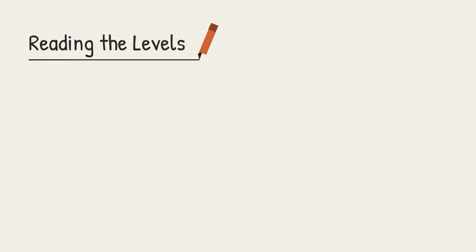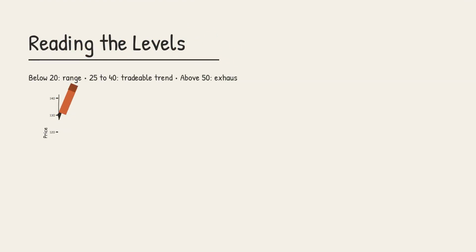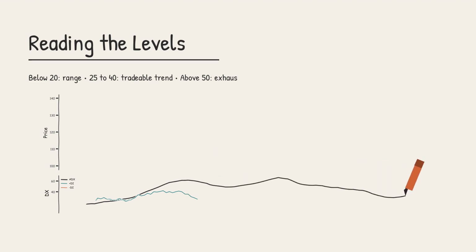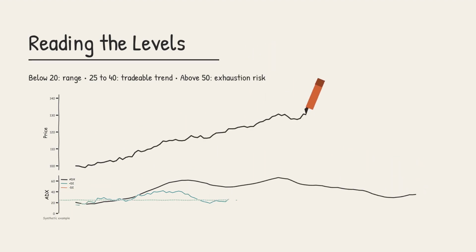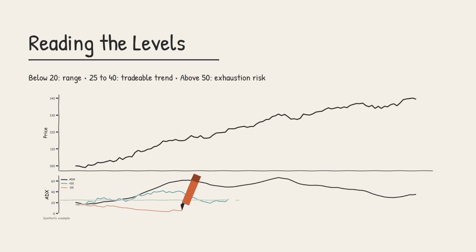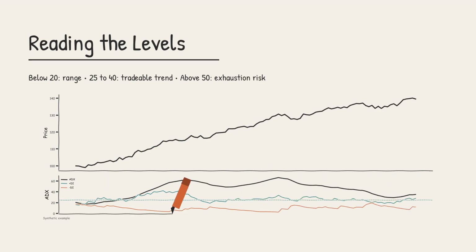The classical thresholds. Below 20, the market is range-bound or trendless. 20 to 25 is a developing trend. Above 25, you have a real trend worth riding. Above 40, the trend is strong but increasingly extended. Above 50, expect exhaustion or at least a sharp pullback.